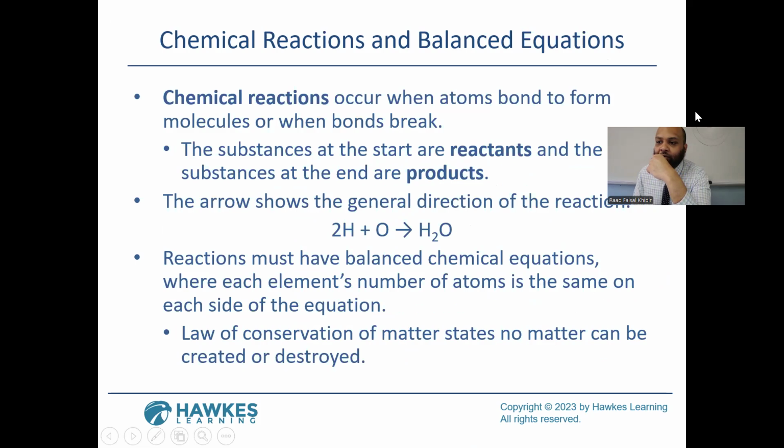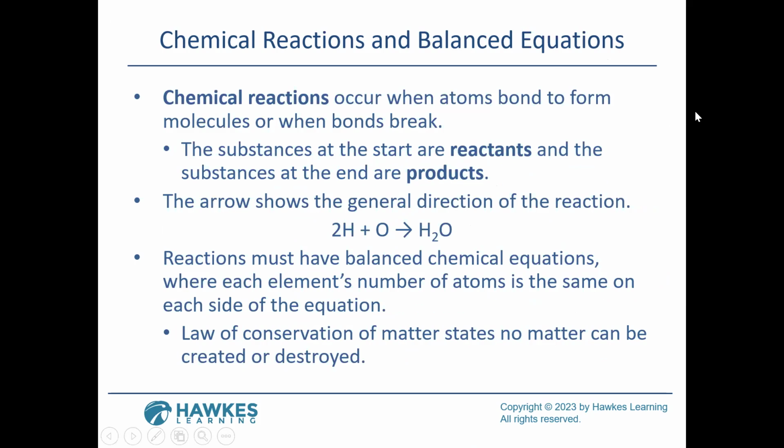So chemical reactions occur when atoms bond to form molecules or when bonds break. The substances at the start are known as reactants, and the substances at the end are known as products. The arrow shows the general direction of the reaction. So the arrow is always pointing from reactants to products. Flour and milk and egg will point to pancake, for example. So the reactants come together to give you a product.